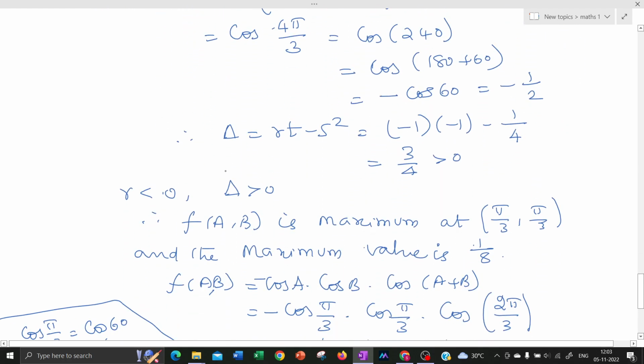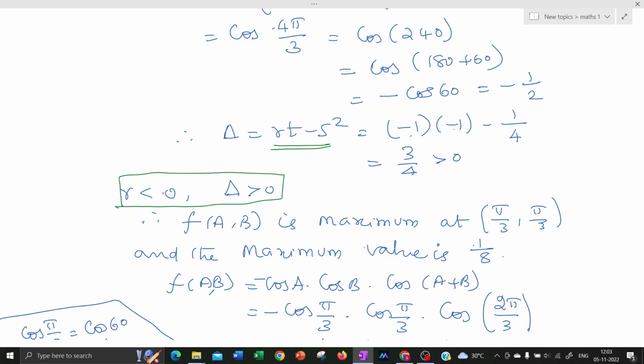Therefore, what is the delta value here? RT minus S square. Then RT minus S square is minus 1 as R value, minus 1 as T value, minus 1 by 4 as S square value. So RT minus S square is 3 by 4, which is greater than 0. When r is less than 0 and delta greater than 0, f of a comma b has a maximum value at pi by 3 comma pi by 3.